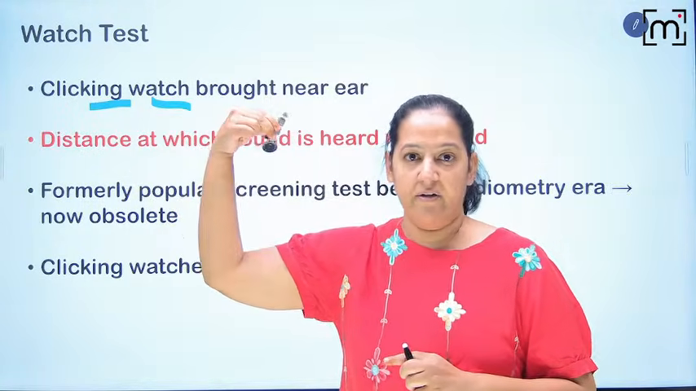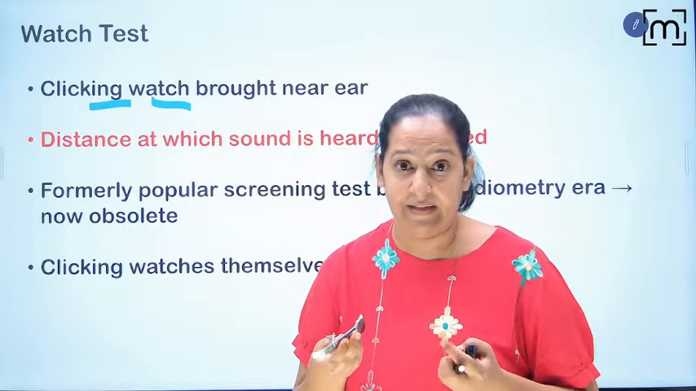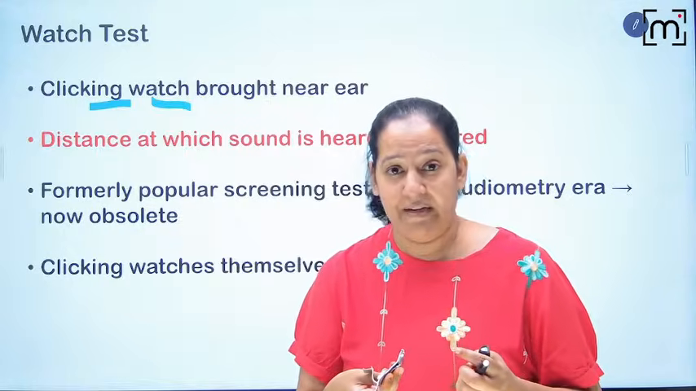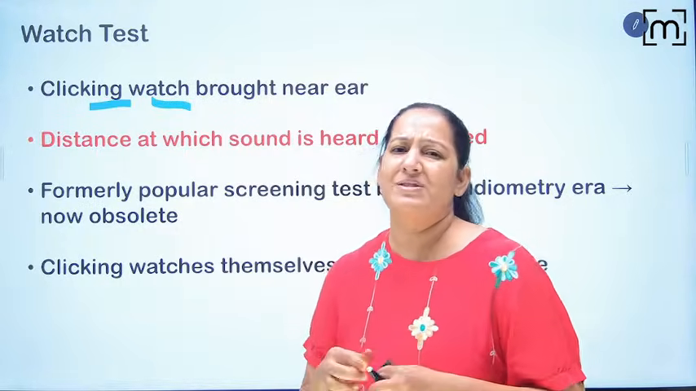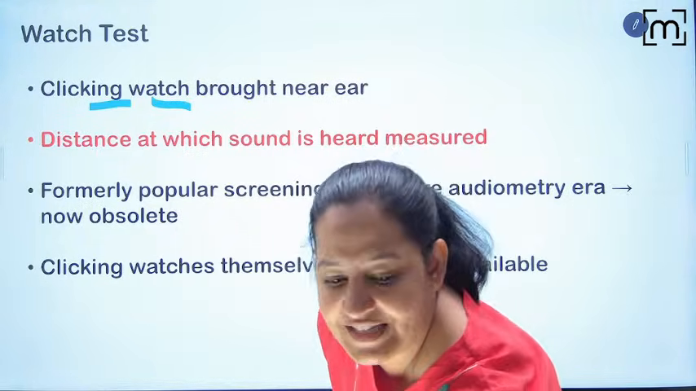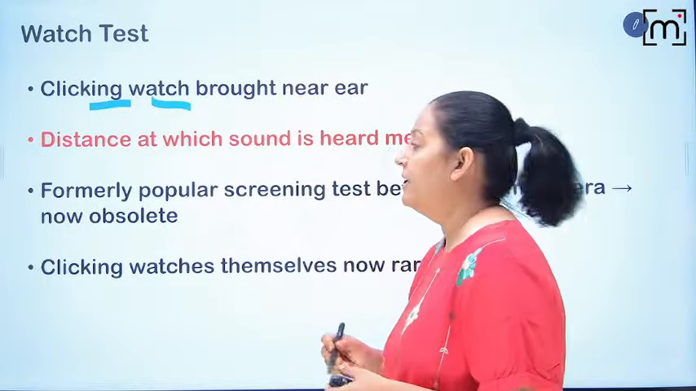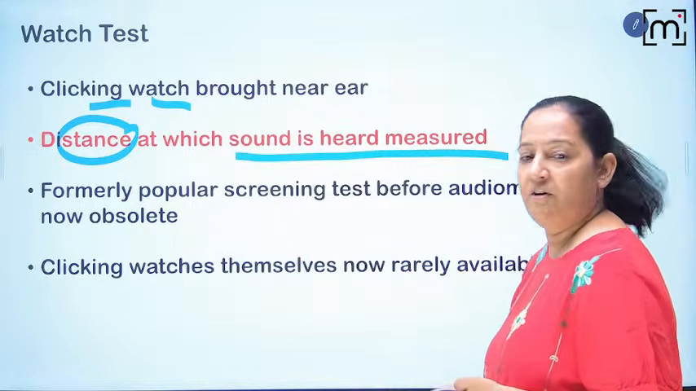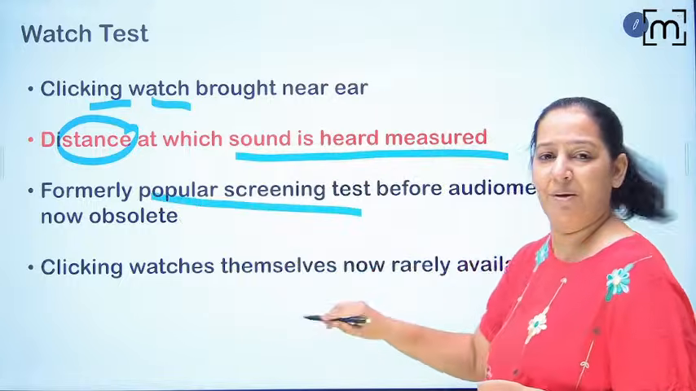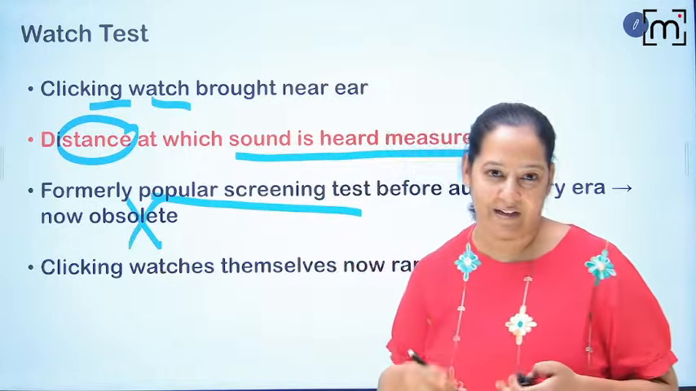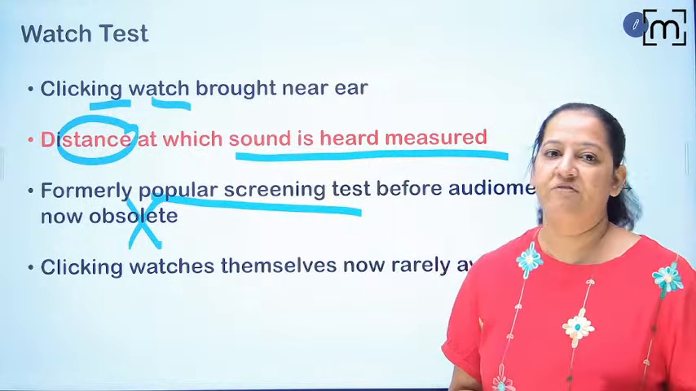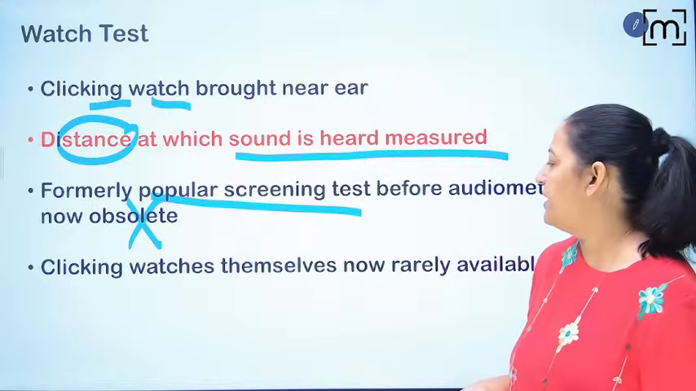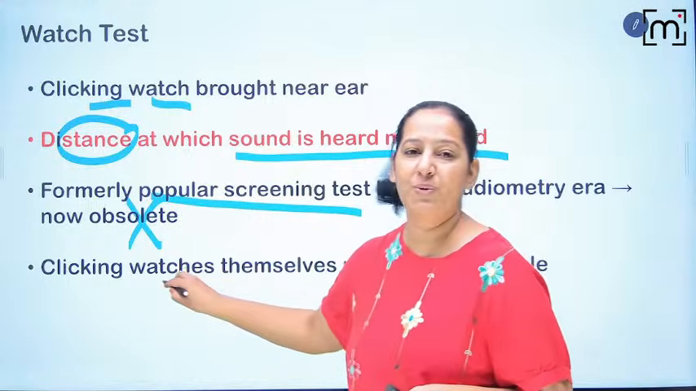Different watches have different clicking sounds. The intensity can be different, so there is no standardization again. A rough test, but a quick test. So the distance at which the sound is heard is measured. Formerly, it was a popular screening test, but nowadays it's obsolete because we have better ways to do so. We will do it with a tuning fork nowadays.